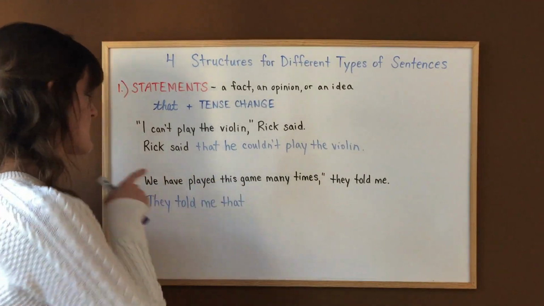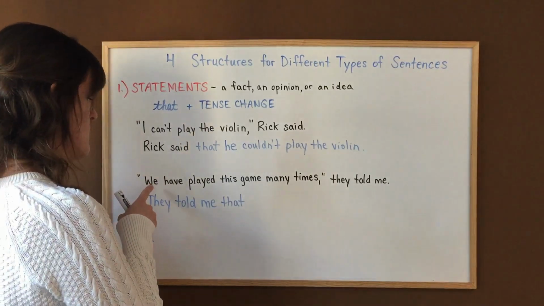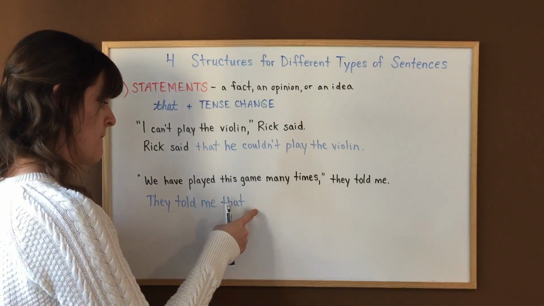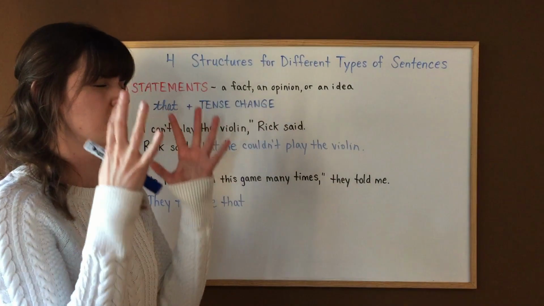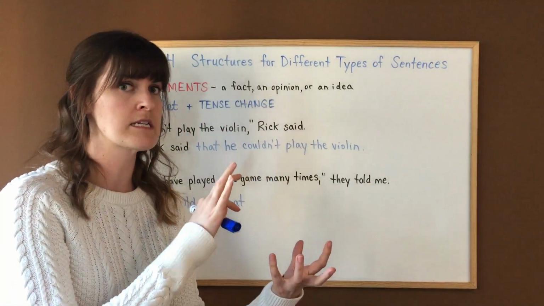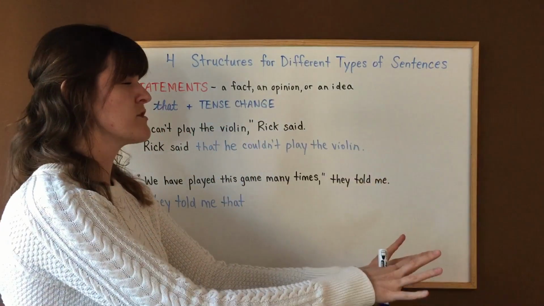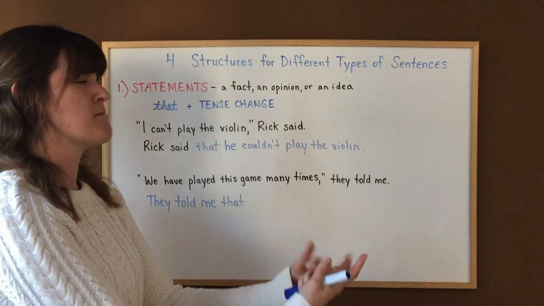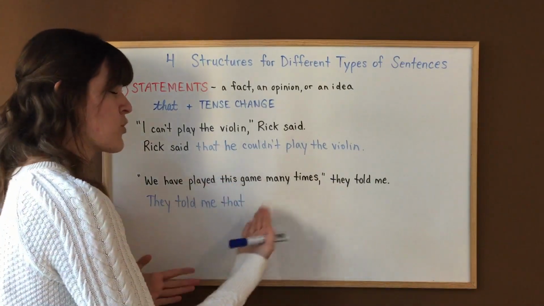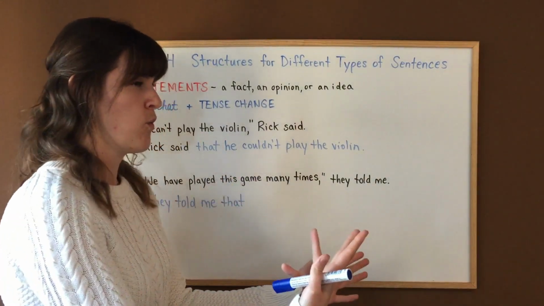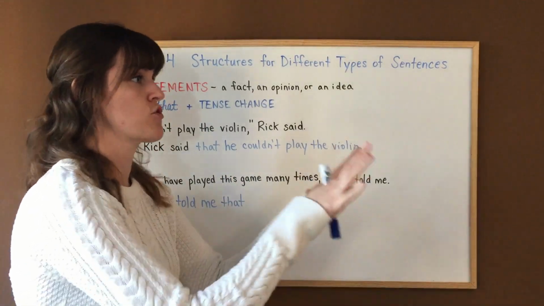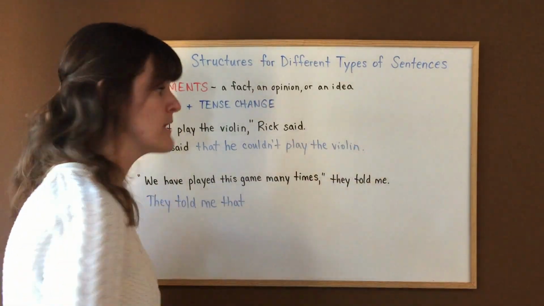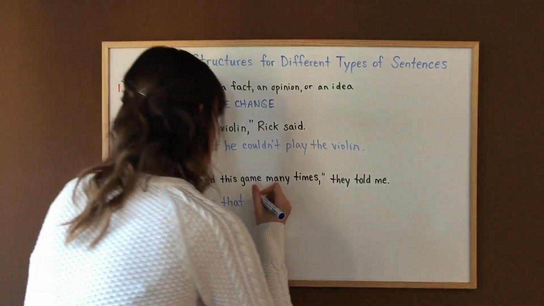They told me that, we go to the beginning of the sentence. We. Can we say we? Okay, imagine the situation. Sometimes it helps to imagine or translate it into Spanish. They told me, we have played this game many times. So they told me that we, no, doesn't make sense. They're talking about they. So we have to change we to they.